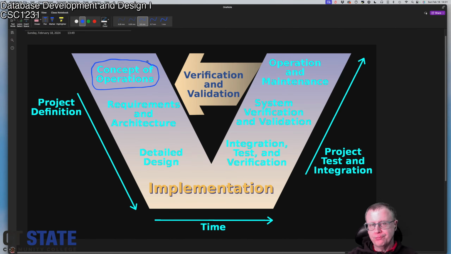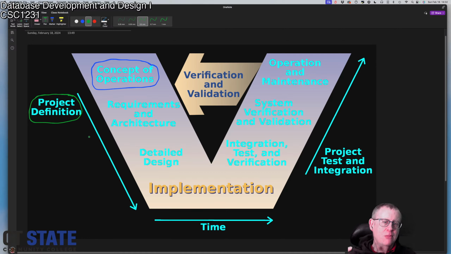What are you trying to do? Right? How's it supposed to work? Who is it supposed to work with? What are the constraints on how it works? How much should it cost sometimes? Right? And this side of the design V is called the project definition, right? We're trying to define what we're going to build, how we're going to build it, who's going to be involved in the building, all of that useful stuff.